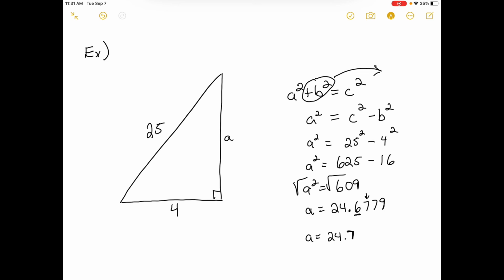So that's going to be 24.7. And I need to make sure that my answer is going to be less than 25, because remember, 25 is your hypotenuse. That's your longest side. So my answer for my leg needs to be less than the hypotenuse. In this case, it is.